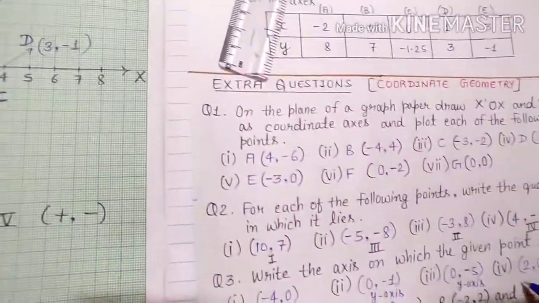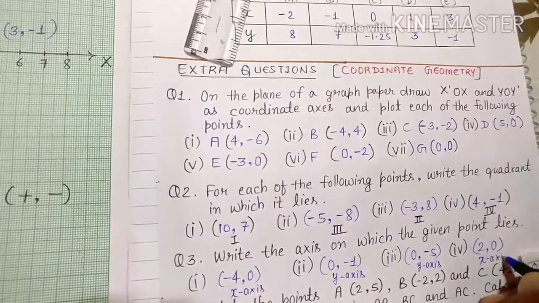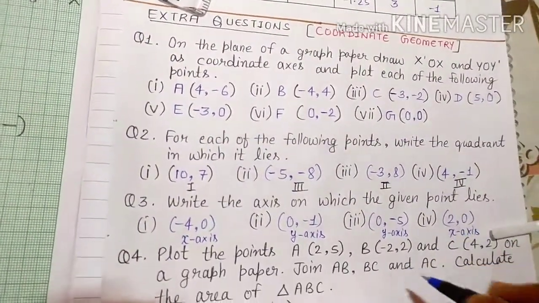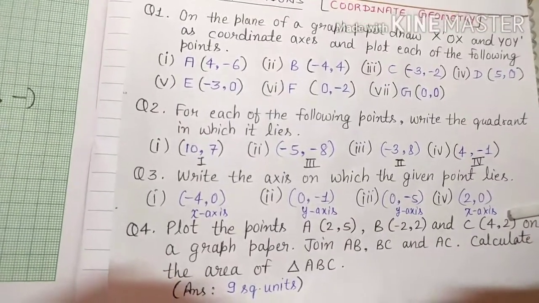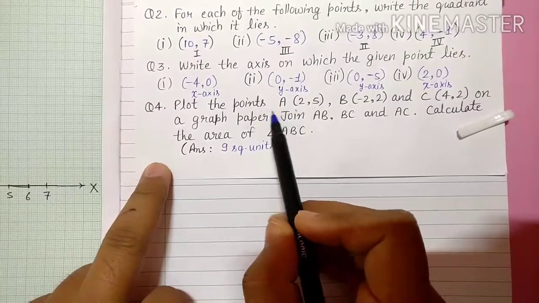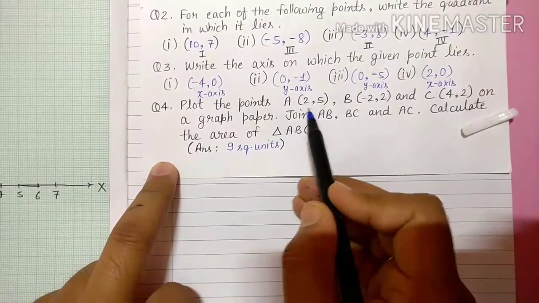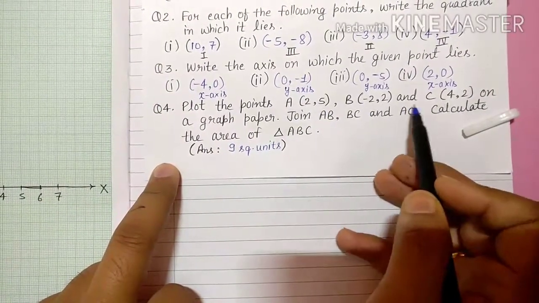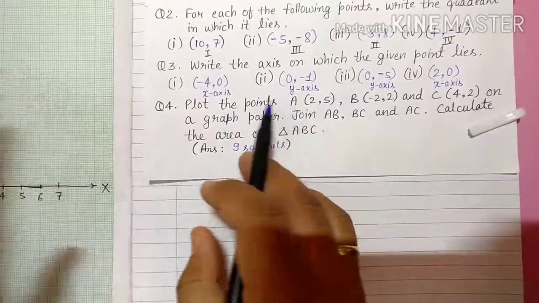So this lies on the x axis. So here we have completed our question number 3 also. Now move to question number 4. Question number 4 says plot the points. First point A we have to plot, that is 2 comma 5, then B minus 2 comma 2, and C 4 comma 2. So let's plot these points on a graph paper.